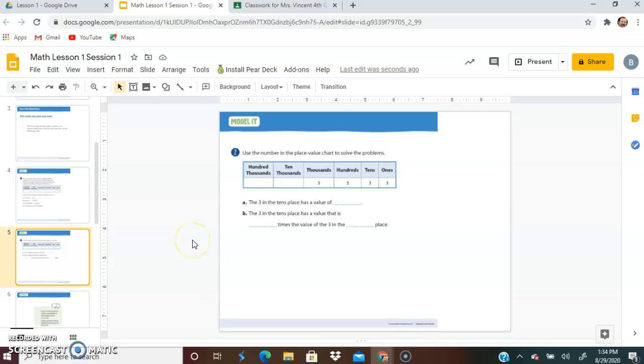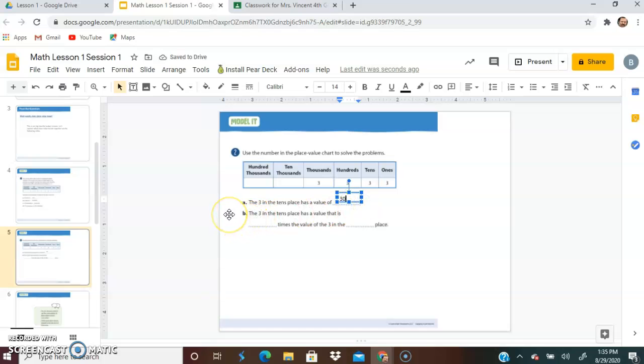Number 2. Use a number in the place value chart to solve the problems. So here they've entered 3,333 into a place value chart. Let's look at letter A. The 3 in the tens place has a value of, so I have 3 in the tens place. The value is 30.